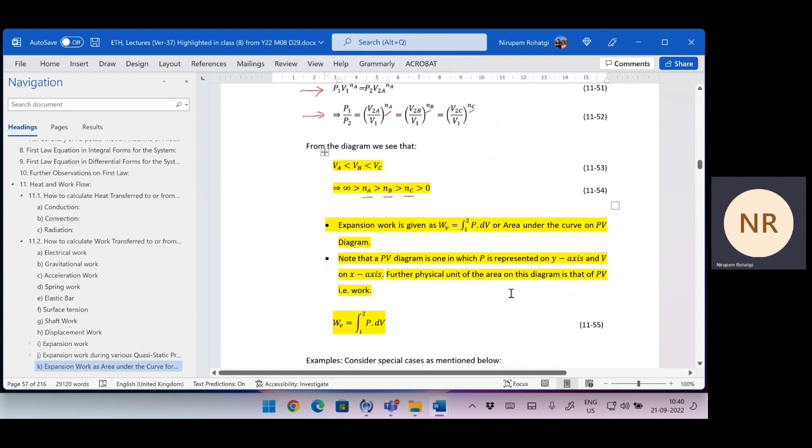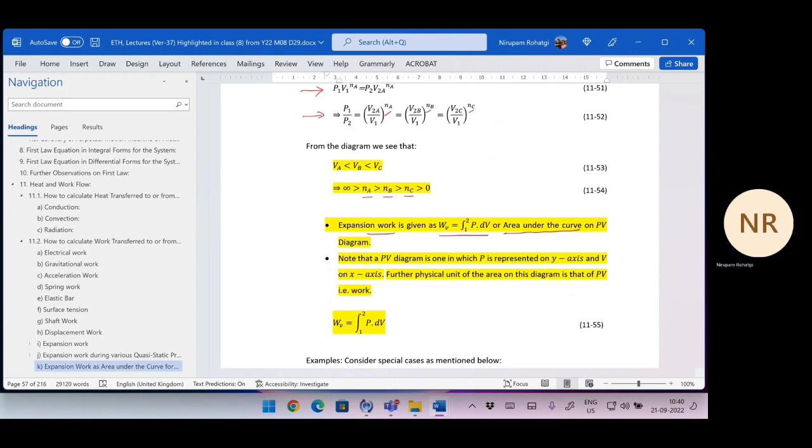Okay. Now when you talk about this, expansion work is PdV, that is the area under the curve. But you have to remember one thing here: when you say the area under the curve, the diagram is a PV diagram. You can't plot anything else. P has to be on the y-axis and V has to be on the x-axis. You cannot do it otherwise. You can't put V on the y-axis and P on the x-axis and say that PdV. No, that is not permitted.